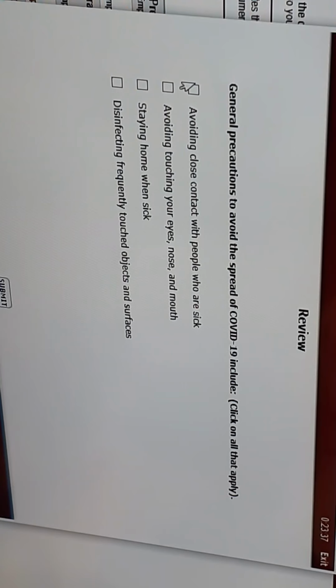Let's review what you have learned so far. Symptoms associated with COVID-19 include fever, weight loss, cough, or shortness of breath, correct? General precautions to avoid the spread of COVID-19 include avoiding close contact with people who are sick, avoiding touching your eyes, nose, and mouth, staying home when sick, or disinfecting frequently touched objects and surfaces. Correct.